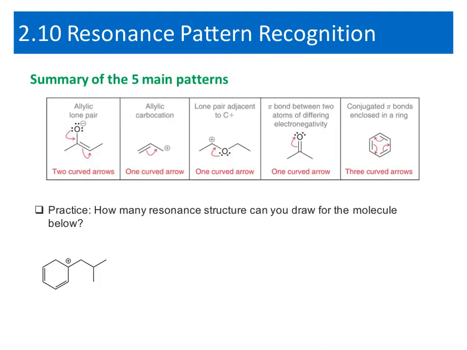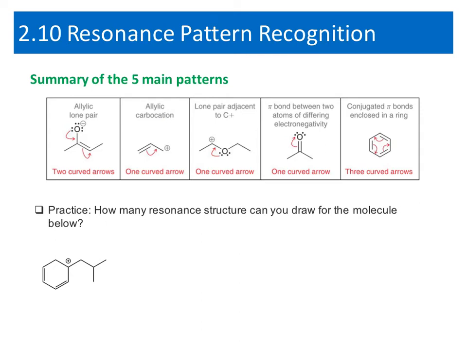So this is the summary of 5 patterns that we just discussed together. The first one is allylic lone pair. We are using 2 curved arrows here. It starts from the lone pair, forms a double bond, and then the double bond forms a lone pair. The next one was allylic carbocation.